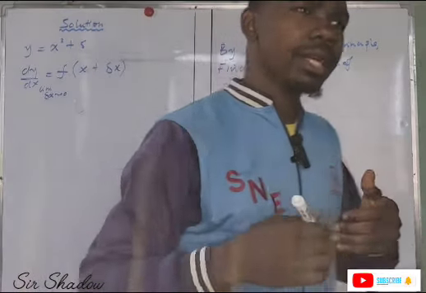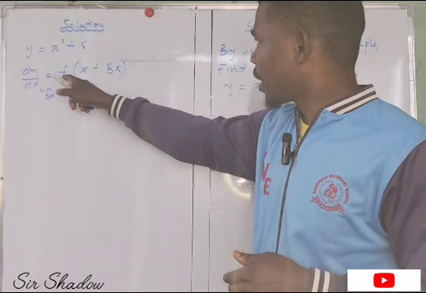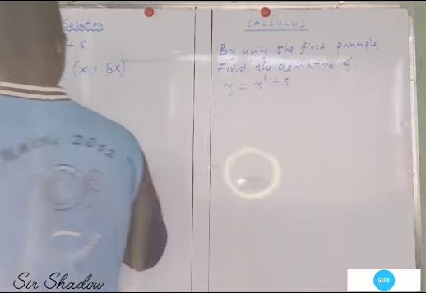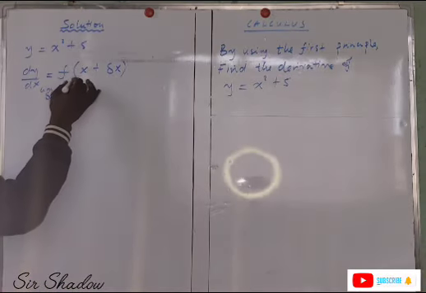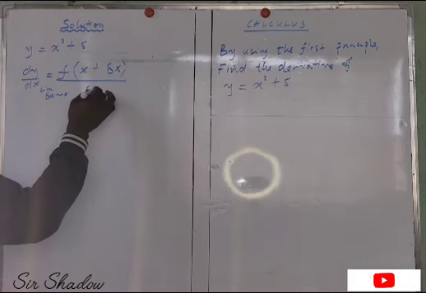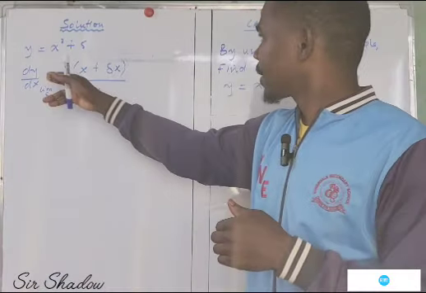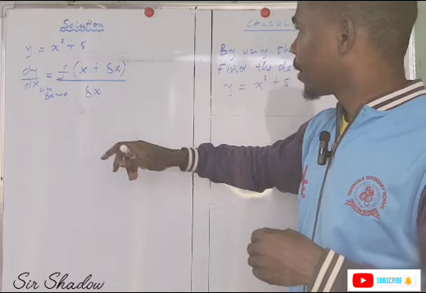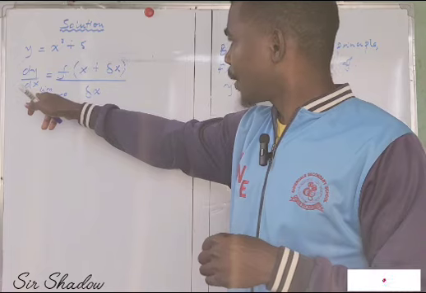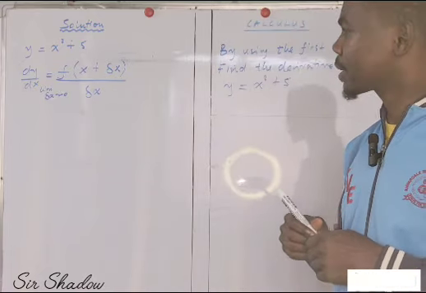So whenever we are dealing with differentiation from first principle, we are saying dy dx is equals to the limit of f of x plus delta x minus f of x, all over delta x, whereby delta x approaches 0.